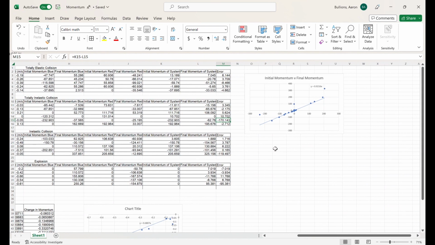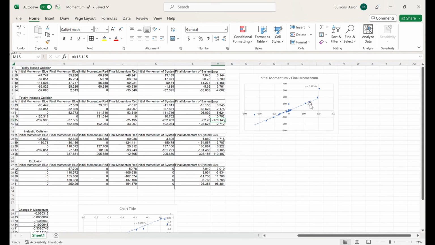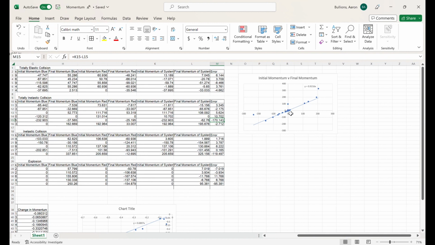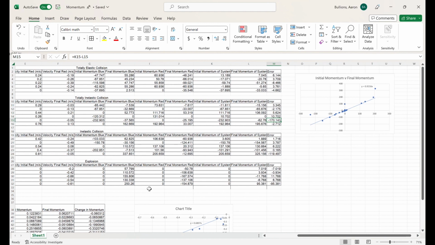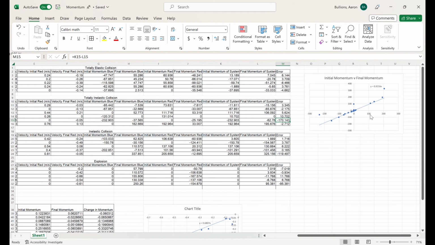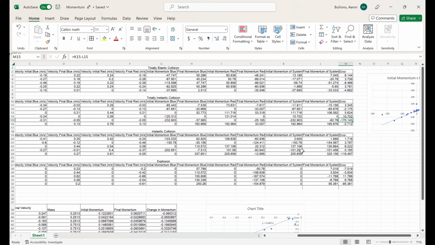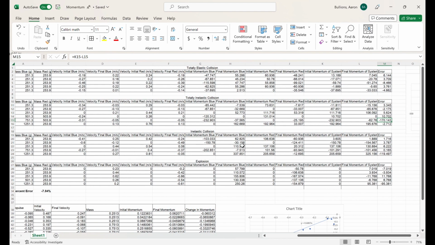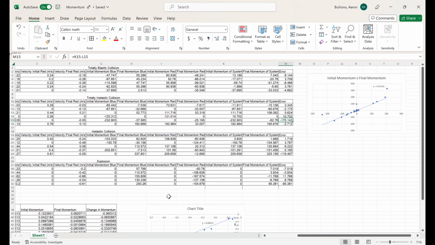And then we can look here. We can see that the approximate linear relationship, when we assume that there's an intercept at 0, is going to be about 0.92. And what we're looking for, since the initial momentum and the final momentum should be the same, with initial momentum on the x and final on the y, is a straight diagonal line with y equals x, so a slope of 1. And so we're pretty close, but it's going to be 7.84% error.